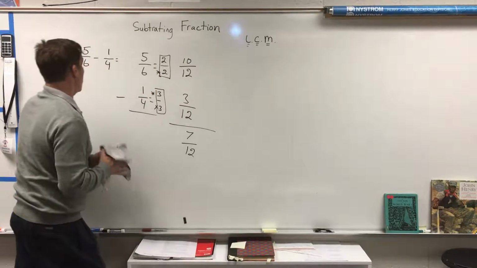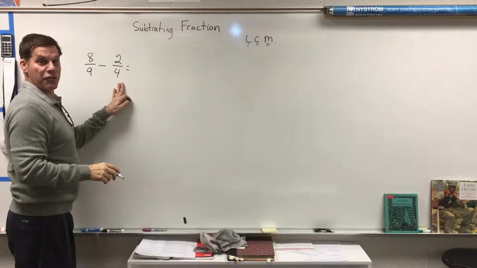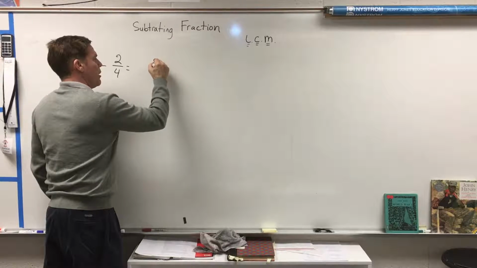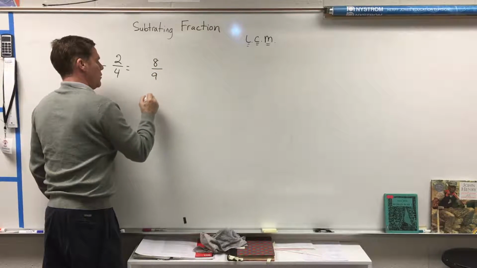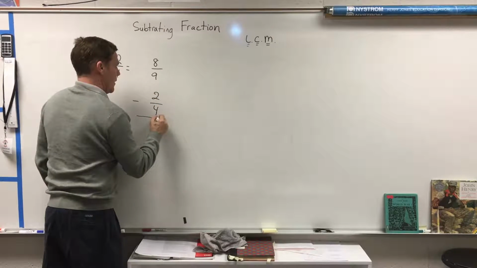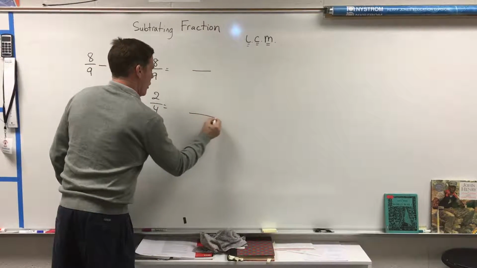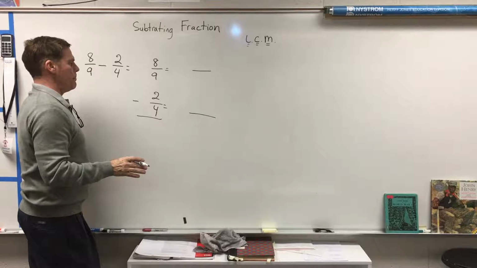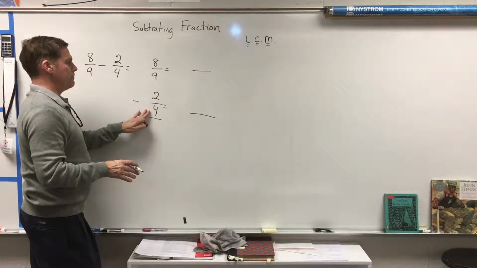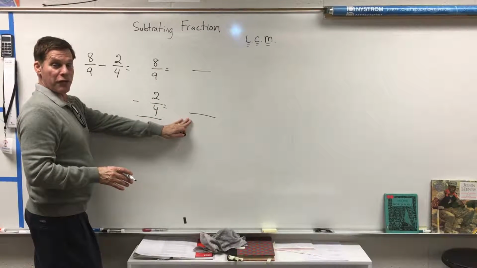All right, I'm going to try one more. Again, I notice that I have a denominator that is not the same. I need to get a common denominator. So I'm going to go ahead and rewrite this as 8/9 minus 2/4. And on this one, I am going to end up having kind of a large denominator, because I can see that 9 times 4 gives me 36. I know that's a common denominator.